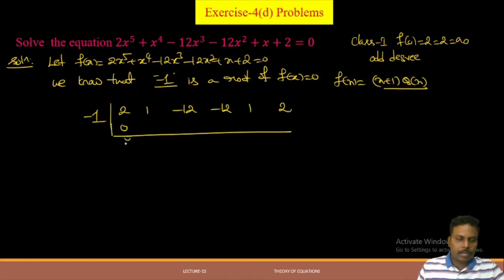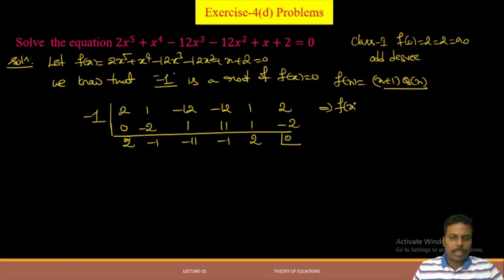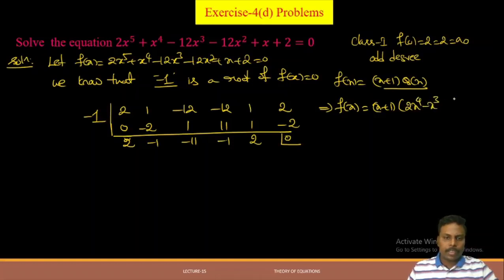So this is 0, 2 plus 0 is 2, minus 1 into 2 is minus 2, this becomes minus 1, minus 1 into minus 1 is 1, this becomes minus 11, minus 1 into minus 11 is 11, so this becomes minus 1, minus 1 into minus 1 is 1, so 1 plus 1 is 2, 2 into minus 1 is minus 2, so this becomes 0. So this implies f of x is equal to x plus 1 into 2x to the power 4 minus x cube minus 11x square minus x plus 2. Okay, so this is an even degree class 1 equation.